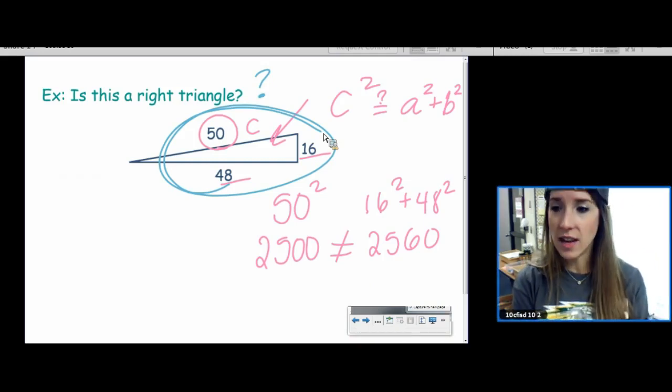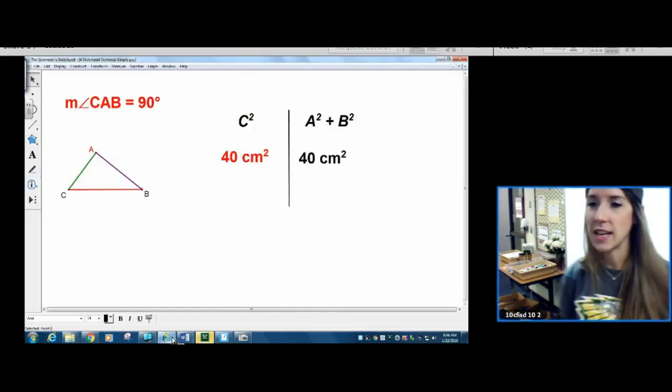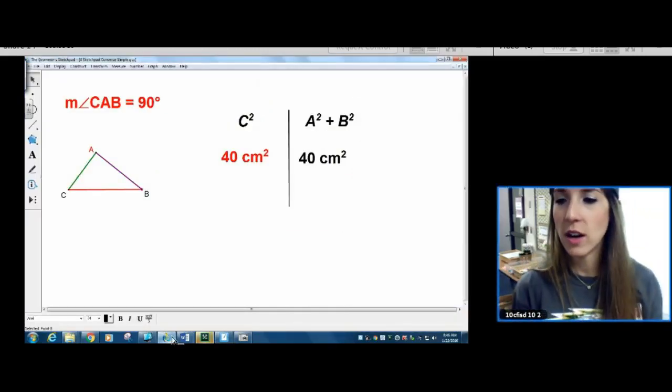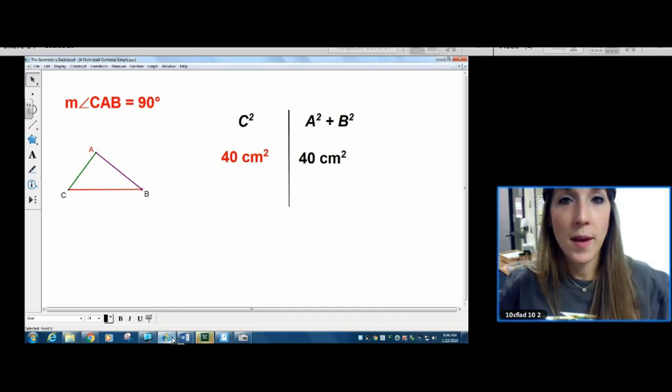This is Pythagorean Converse. All right, let me show you using a fancy geometrical software called Geometry Sketchpad. You've already played with this during your assessment. All right, I have a triangle drawn. What do we know about that triangle right now?